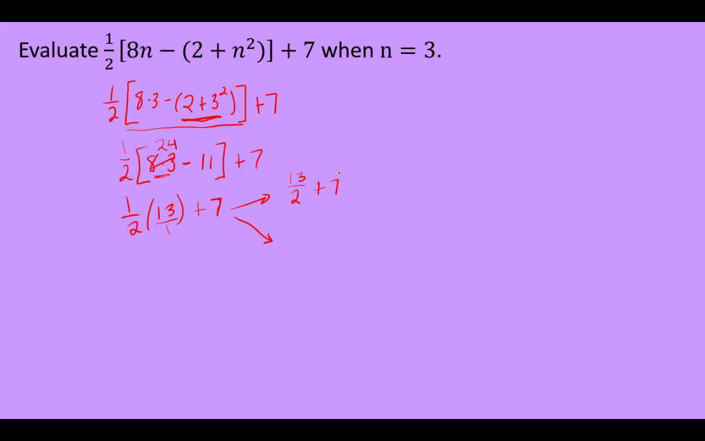To add 13 halves and 7 together, we would need a common denominator. And to get a common denominator for 7, we need to put it over 1. And then say I want a 2 on the bottom, so I need to multiply the top and the bottom by 2. That's going to change the 7 over 1 into 14 over 2. So that when I add those together, I get 27 over 2. That's one way to go.